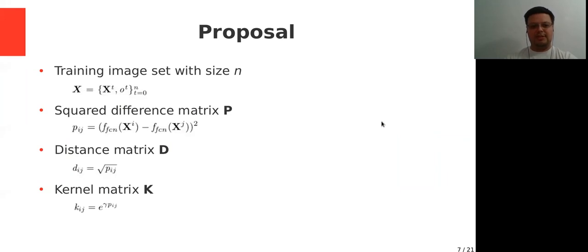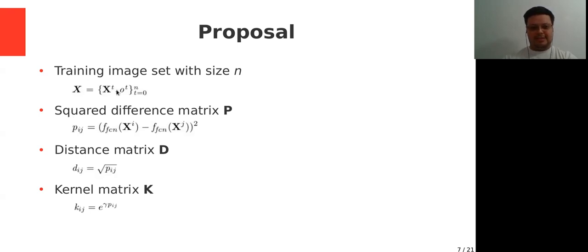So to define some things here, we take a training set named X that is composed of a matrix of images and their outputs.